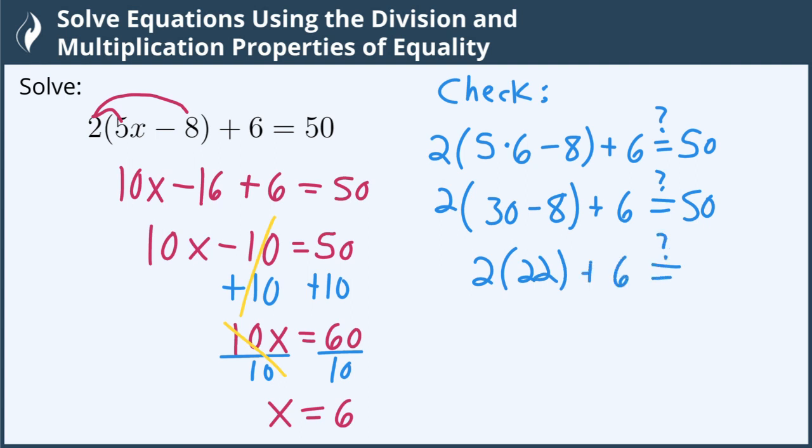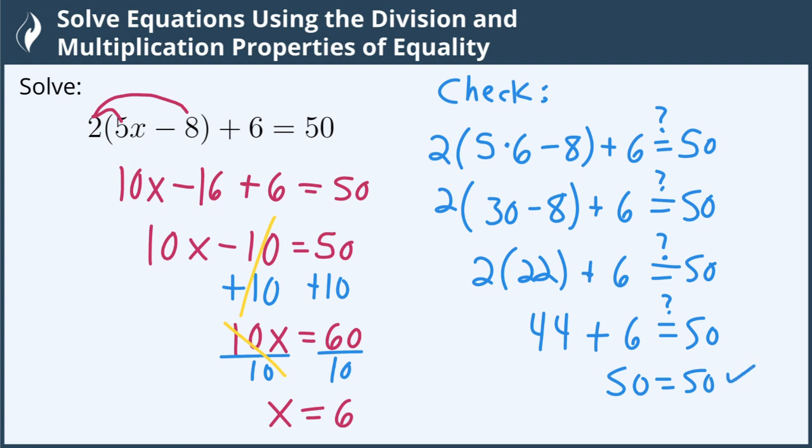We want to know, does that equal 50? 2 times 22 is 44. And 44 plus 6 equals 50. So the two sides do match. And our answer, x equals 6, did work when we plugged it in to our problem.